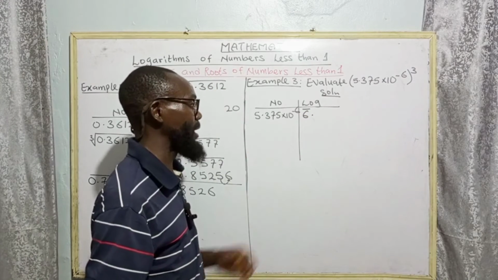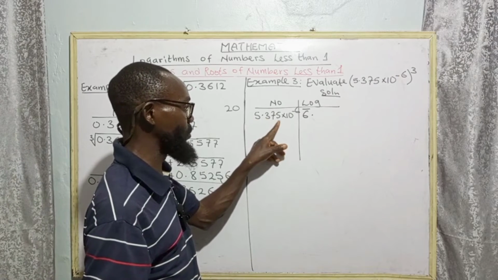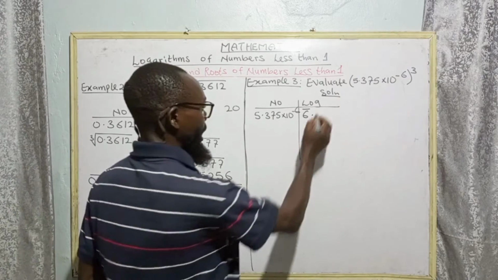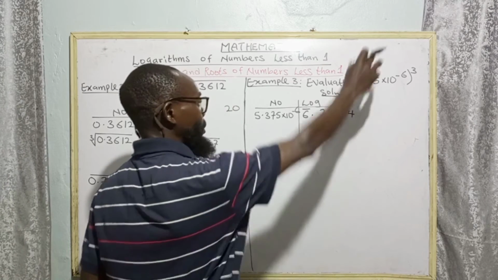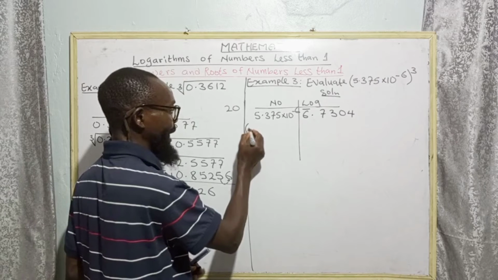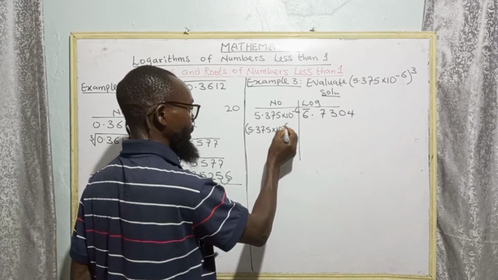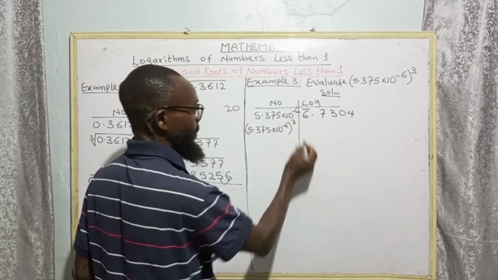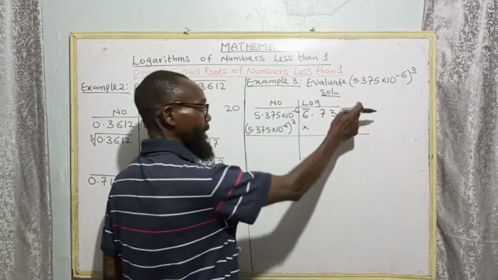Now, we check our logarithm. We check 53 under 7 difference 5. I have 7304. Then we use our power now. Open bracket 5.375 times 10 raised to the power minus 6, close the bracket power 3. Meaning multiply by 3.